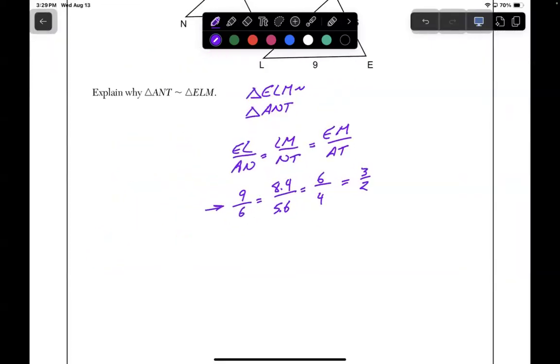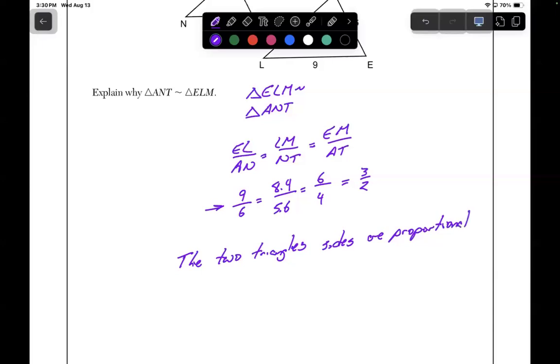So what I would say is, why are they similar? Well, the two triangles' sides are proportional. Therefore, the triangles are similar.